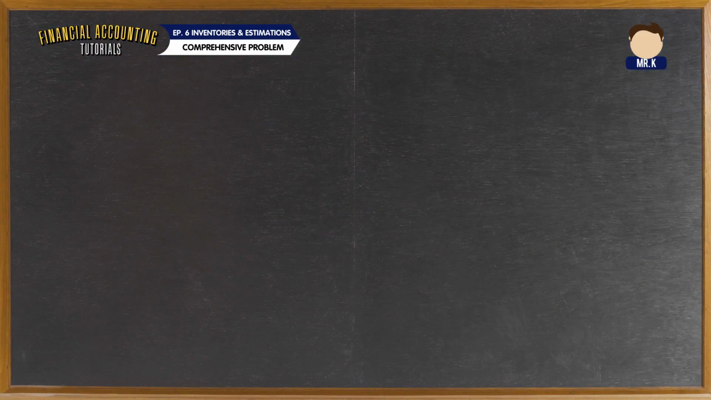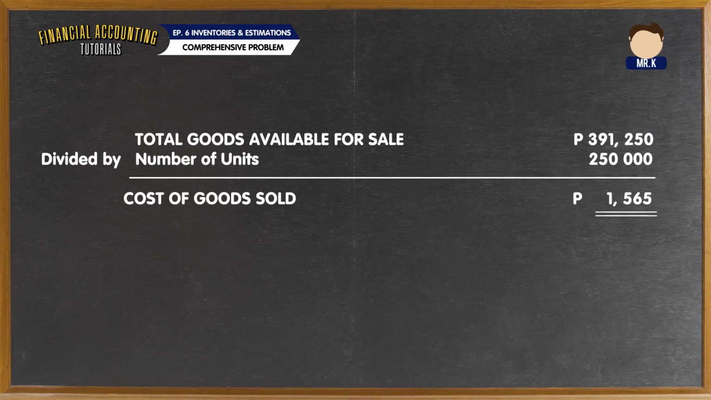The next requirement is using the weighted average cost formula. Under periodic inventory system, we first need to compute the weighted average cost per unit, which is equal to the total goods available for sale amounting to 391,250 pesos over the number of units of 250 units, having a total cost of goods sold of 1,565 pesos. For the journal entries, the entries are similar with those in the FIFO periodic system, but with different amounts when it comes to sales.